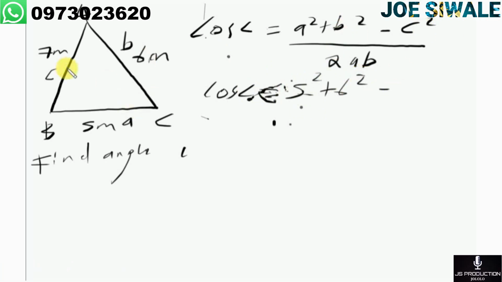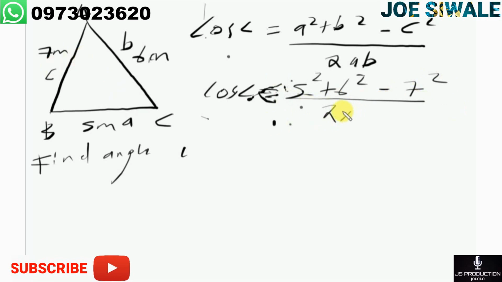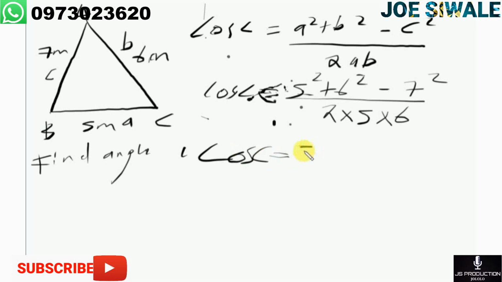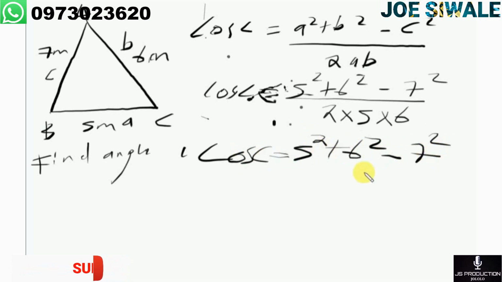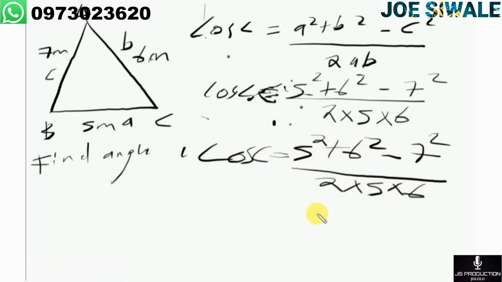So I know that a, that's 5 squared, then b, that's 6 squared, minus c, that's 7 squared, over 2 multiplied by a, which is 5, and b, which is 6. So let me just write that properly. So that's cos C is equal to 5 squared plus 6 squared minus 7 squared over 2 multiplied by 5 multiplied by 6.